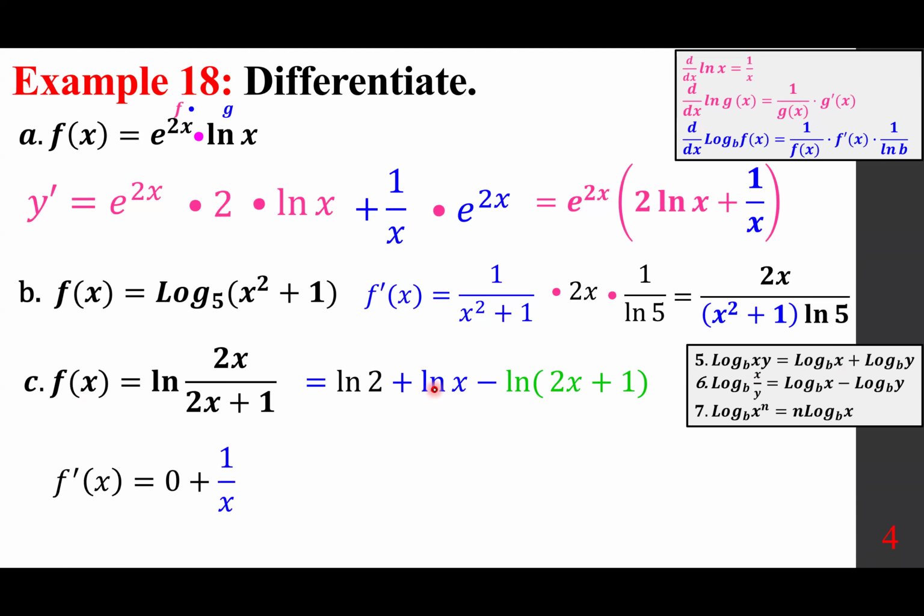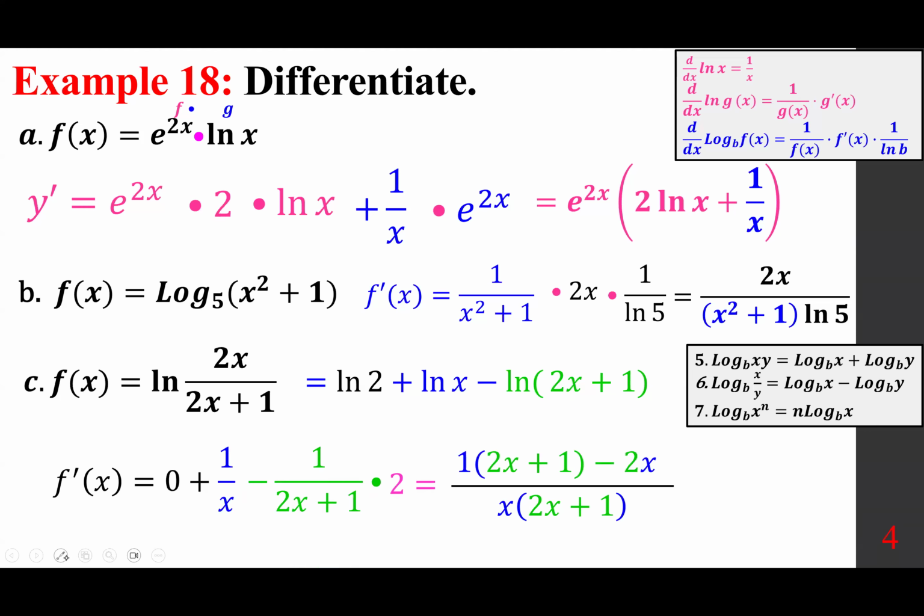So what do we do? This one minus, flip this over, 1 over 2x plus 1, and by the chain rule, times its derivative, which is 2. The LCD is x times (2x plus 1), so this becomes 1 times (2x plus 1) minus 2 times x. The 2x terms cancel each other, so the numerator is simply 1, and the final answer is f prime of x equals 1 over x times (2x plus 1).